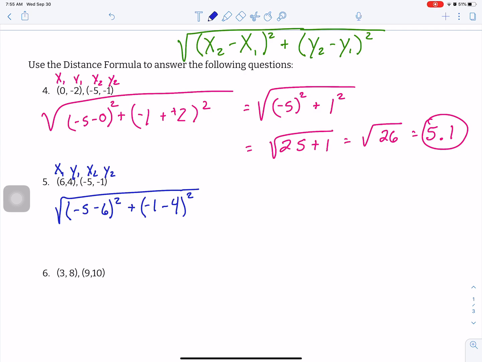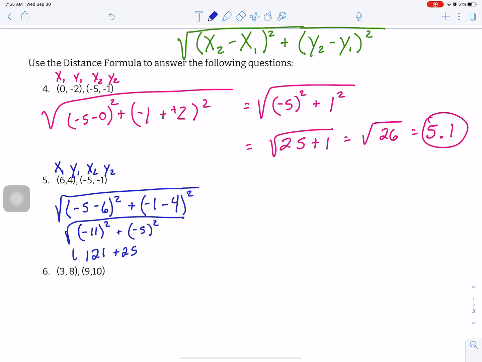And now I simplify within each parentheses. So -5 minus 6 is -11. Since it's a negative, I'm going to keep it in parentheses. Plus a -5 squared. -11 squared is -11 times -11, which is 121. If I did 11 squared, I would still get 121. -5 squared is -5 times -5. So a negative times a negative will always be a positive. So 121 plus 25. And then I take the square root. So that's the square root of 146, and that is about 12.1.